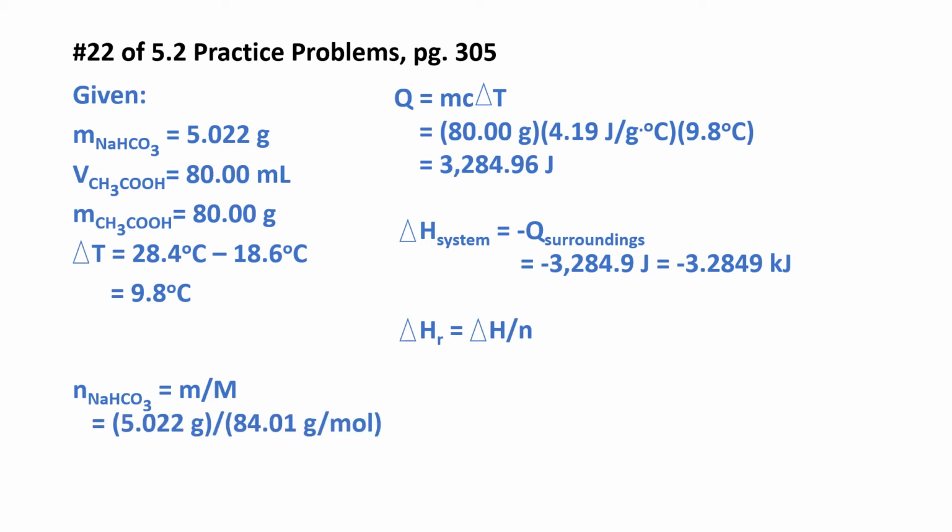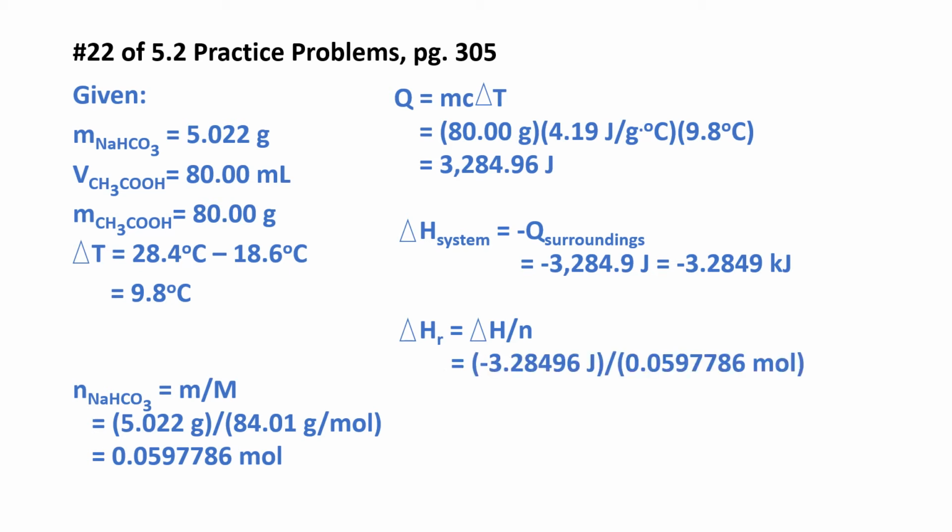We plug those numbers in, take 5.022 grams of your sodium hydrogen carbonate. Once you calculate the molar mass, remember that would be adding together 1 mole of sodium, 1 of hydrogen, 1 of carbon, and 3 of oxygen. That gives you 84.01 grams per mole. And when you solve it, you get 0.0597786 moles.